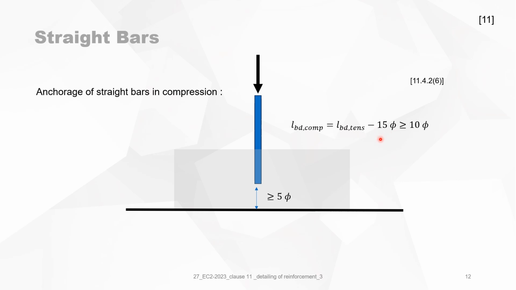And oh, I said in the beginning of this video it was 10 phi. No, it's 15 phi. Sorry for the mistake. So the total anchorage length for compression is the same as the one in tension, but you can subtract 15 times the diameter from the length, but it should always be bigger than 10 times the diameter.